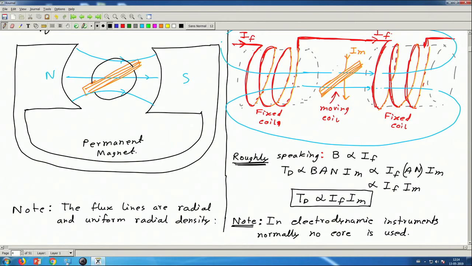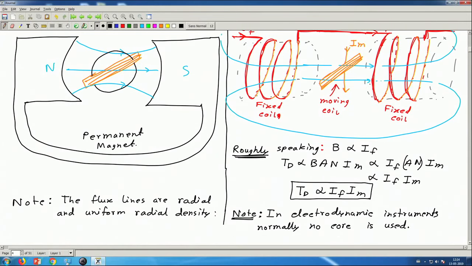There is no core here. Also, these fixed coils do not have any core. That is why I have not drawn any core here. I have just drawn a dashed line for ease of drawing, but there is no core. I will tell you later why we do not use any core. But right now you just know that there is no core in electrodynamic instruments.